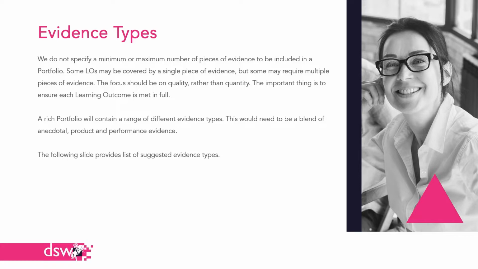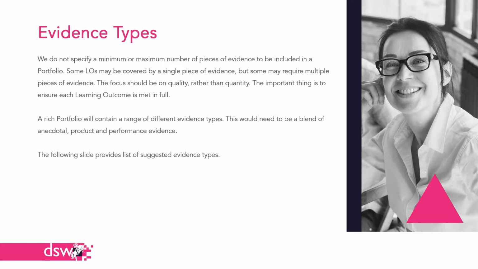Evidence types. There is no minimum or maximum in terms of pieces of evidence permitted within the portfolio. One piece of evidence could span several past descriptors, so they could use one case study and additional pieces of evidence to cover multiple descriptors. A piece of evidence might be a single document, or it may be a folder containing a number of documents which link together. We're looking for quality rather than quantity.